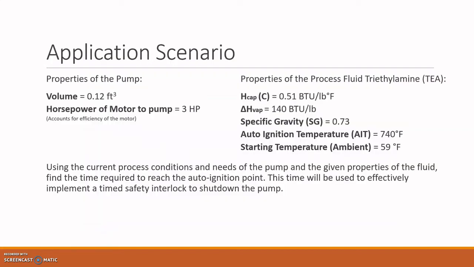So a simple application scenario, this is a common one and one that I had to deal with myself, is we've got some specifications of a pump and then the properties of some process fluid. In this case, I've got triethylamine, or T. So using the current process conditions and the needs of the pump and using the given properties of the fluid, basically I have to find a time required to reach both when the fluid will fully vaporize or fully flash off, and then when that vapor will reach the auto ignition point, or the auto ignition temperature. This time will eventually be used to implement a timed safety interlock to shut down the pump.